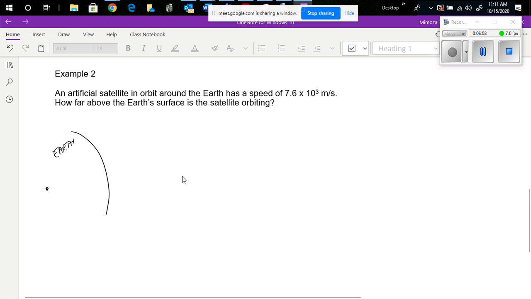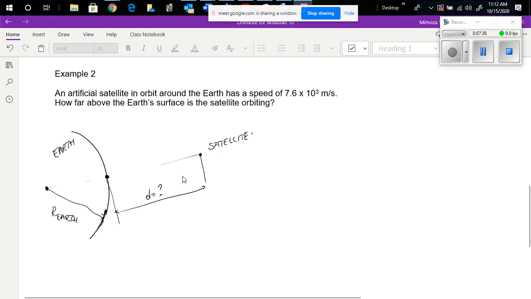with a certain radius. This is the center, and this is the radius of Earth. And here we have a satellite that is orbiting around the Earth. Now, what we are looking for is this distance from here to here.